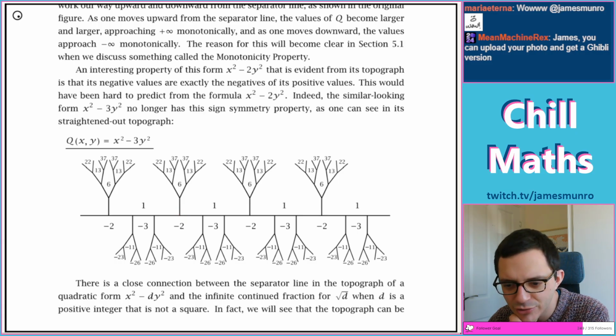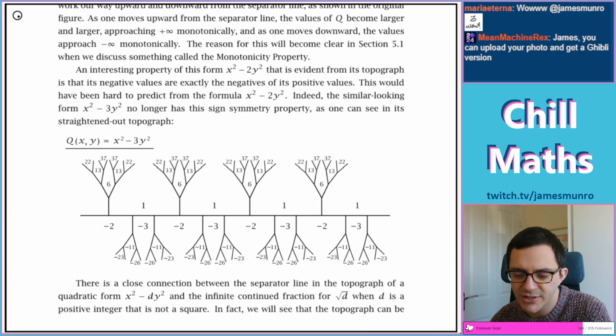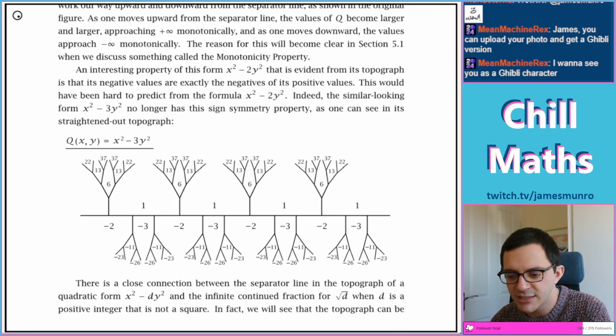This one has one tree and then two downs. There's a close connection between the separator line and the topograph of a quadratic form x squared minus dy squared and the infinite continued fraction for root d, which is where we're going with this, when d is a positive integer that is not a square.